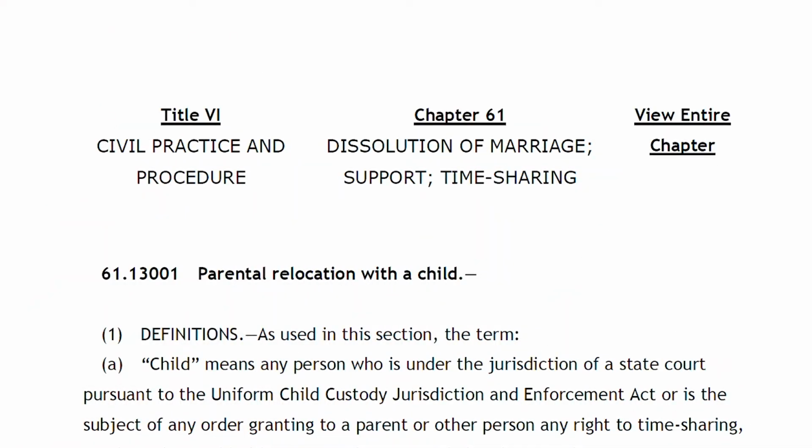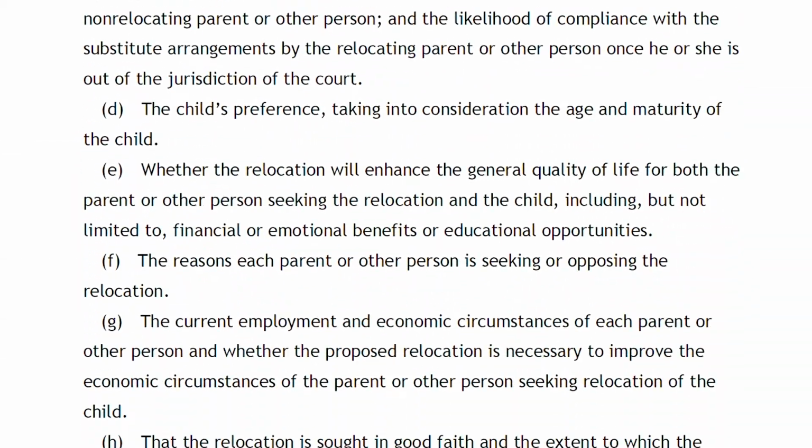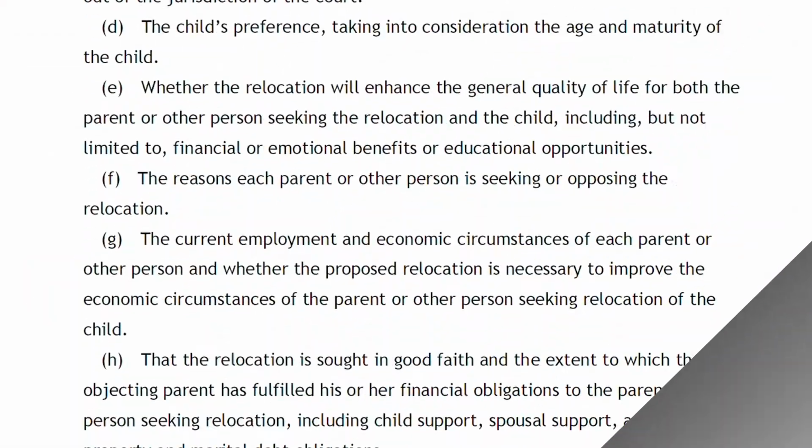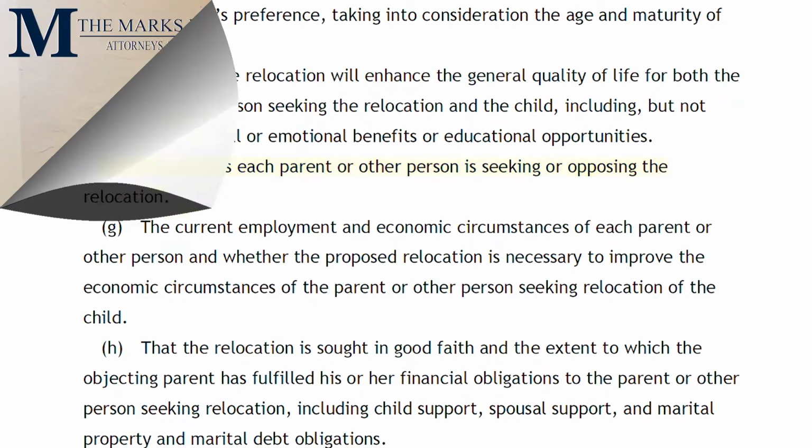So each one of these factors is hugely important. Last time I dealt with subfactors A through E. So today I'm going to just look at subfactors F through K. So let's look at subfactor F. It says the reasons each parent or other person is seeking or opposing the relocation.